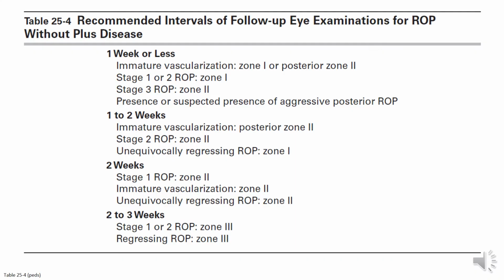After each evaluation, the follow-up interval should be determined based on the disease features. More severe disease indicates a need for shorter follow-up intervals. For example, 1 week or less follow-up is recommended for most Zone 1 disease unless regressing, whereas longer follow-up is recommended for Zone 3 disease.